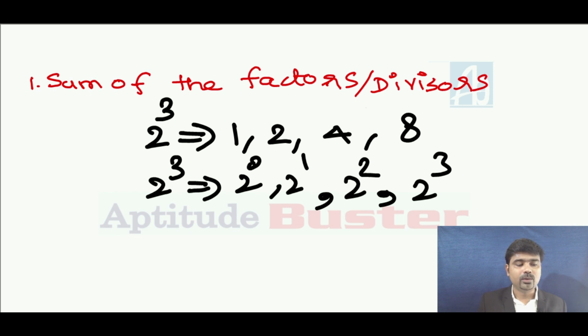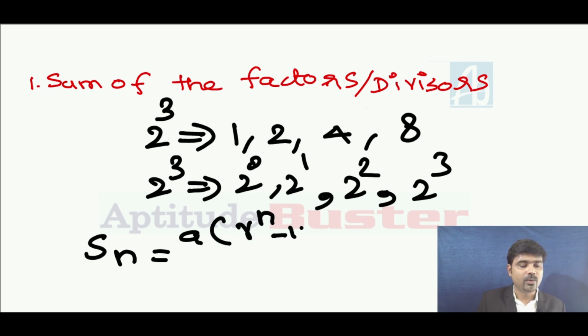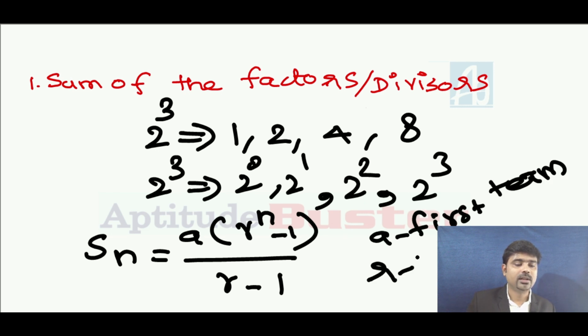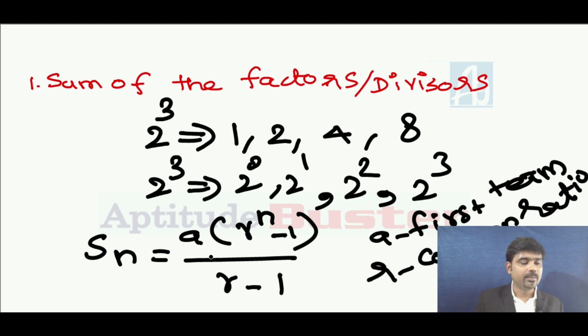Here 1, 2, 4, 8 are in GP. In GP, Sn equals A into R power n minus 1 divided by R minus 1. Here in GP, A is nothing but the first term, and R is the common ratio. Common ratio means second term divided by the first term, or third term divided by the second term.